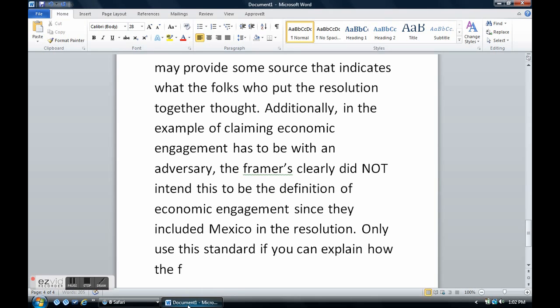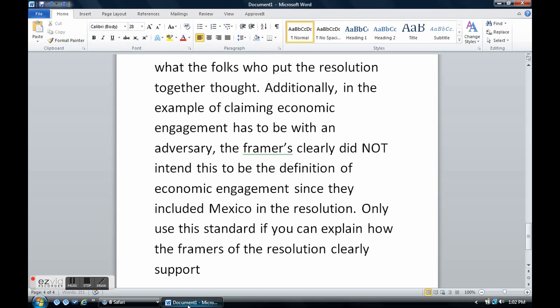And I would only use this standard if you can explain how the framers of the resolution clearly support or do not support the definition that you've picked for the word from the resolution.